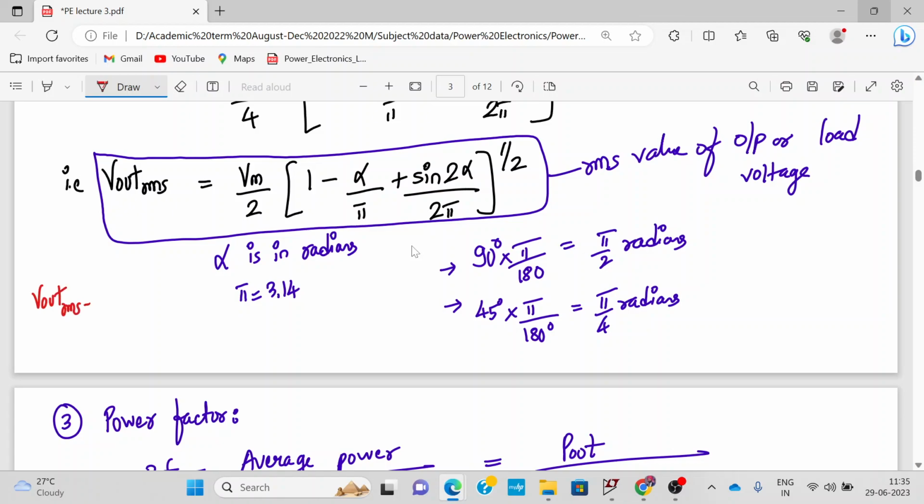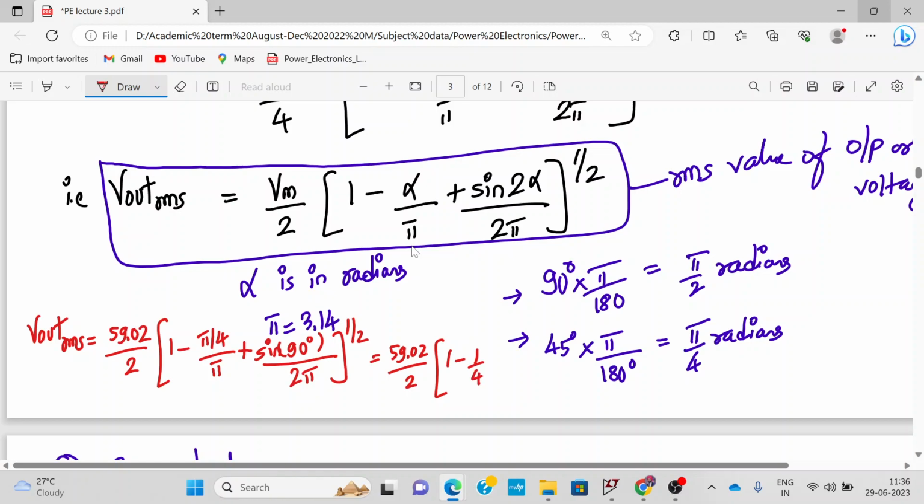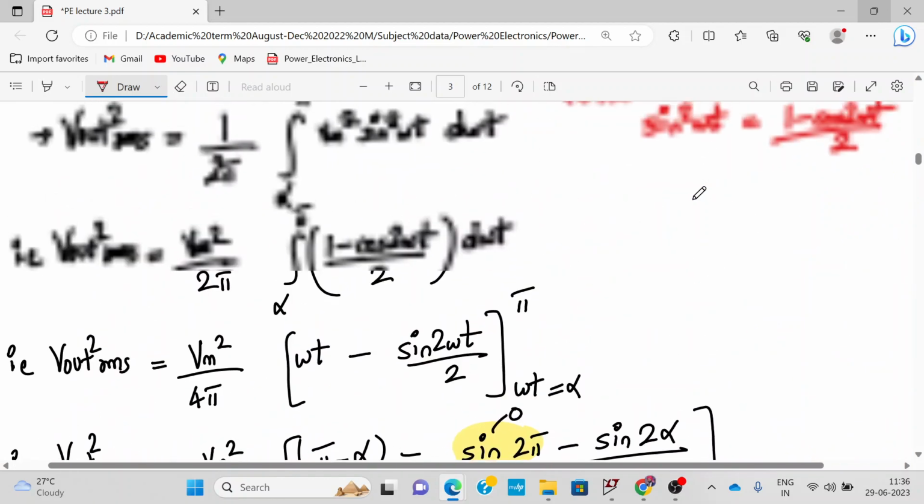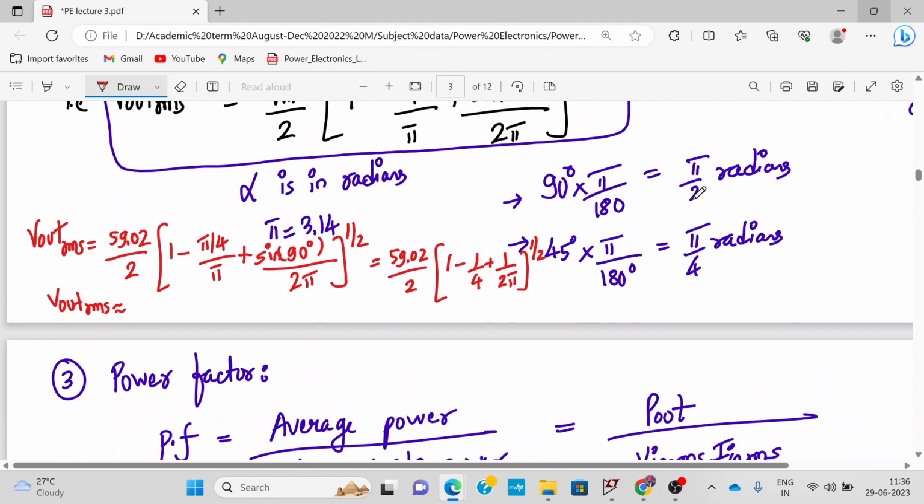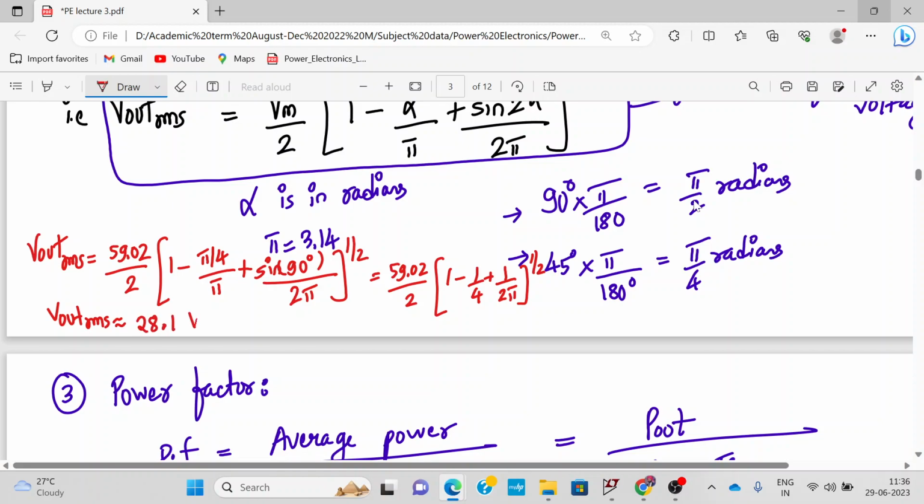V out RMS, Vm is 59.02 divided by 2 into (1 minus alpha, which has to be written as pi by 4, upon pi, plus sine of 2 alpha, where alpha is 45 degrees, so we write it in the form of degrees, sine 90, divided by 2 pi), raised to half. So this becomes 59.02 into 1 minus 1 by 4, and sine 90 is 1, so 1 plus 1 divided by 2 pi, raised to half. If you solve this, you will get an answer close enough to 28.134, about 28.1. You can cross check this answer in your calculator.